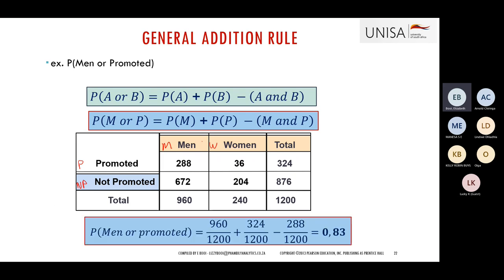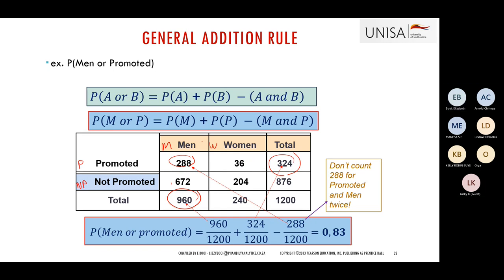And that is given by the probability of men. I need to go to men. It's 960. Plus the probability of promoted, 324. Minus the joint probability of men and promoted. And that gives me 0.83. On that note, we do not double count because if you look at 960, it includes 288, because 288 plus 672 gives us 960. And also 288 plus 36 gives us this. So we just remove only one of them and not double count it.